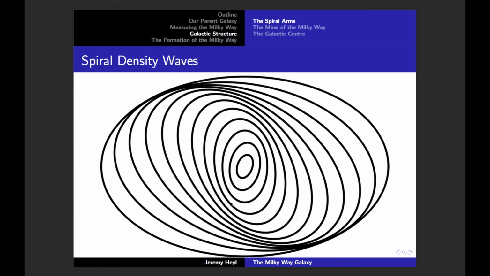So if you set up the spiral structure as a wave, where the density is higher, it can persevere for a long time. For many orbits of the galaxy.